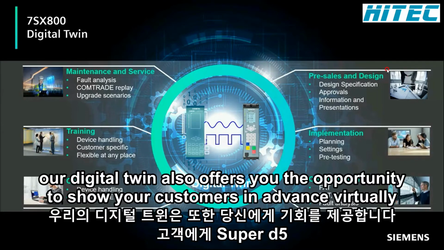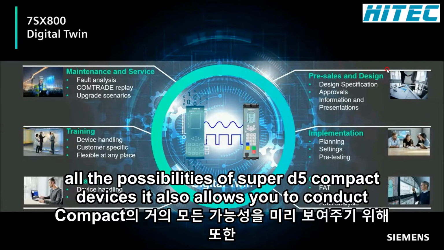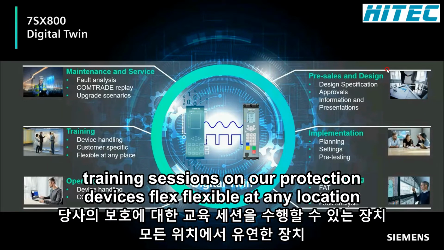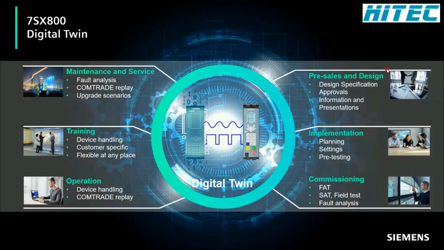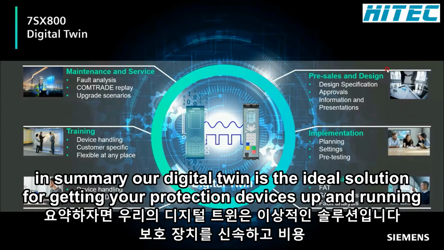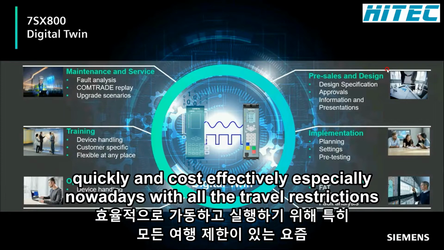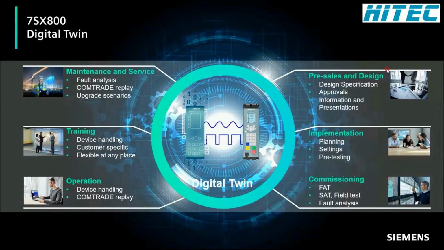Our digital twin also offers you the opportunity to show your customers in advance, virtually, all the possibilities of SIPROTEC 5 Compact devices. It also allows you to conduct training sessions on our protection devices, flexible at any location. In summary, our digital twin is the ideal solution for getting your protection devices up and running quickly and cost effectively, especially nowadays with all the travel restrictions.